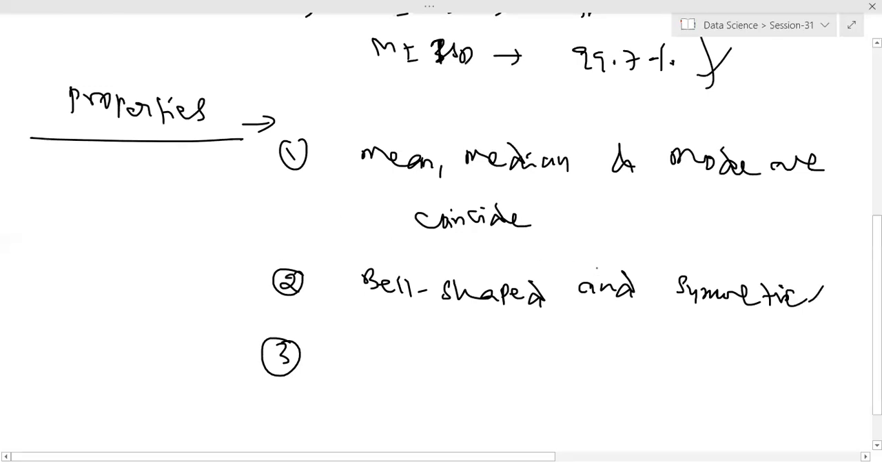Is a uniform distribution. Very good. Bell-shaped and symmetric. And what have you told, Suresh, third point? Empirical rule. Okay, we can observe the empirical formula or rule. Okay, good. Now, we are happy with these kind of aspects.